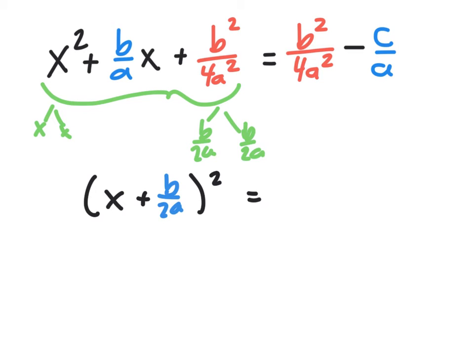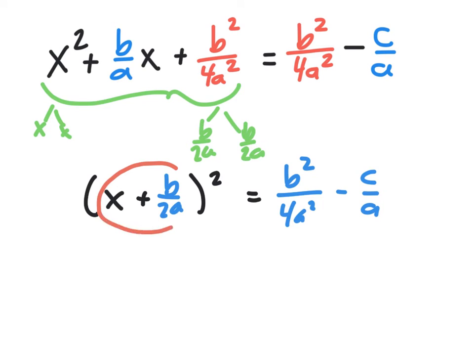And on the right hand side, we have these two fractions that we want to subtract. And for now, I'm just going to leave those as b squared over 4a squared minus c over a. And eventually I'm going to get a common denominator and clean that up. But the cool thing is, we know that if you have something squared and you want to solve to find out what that something is, we use square roots. So that's going to be our approach. In order to solve this equation, we're going to need to use square roots.